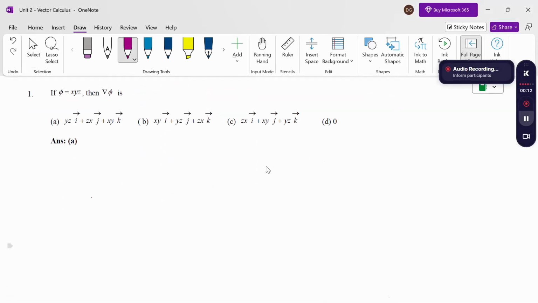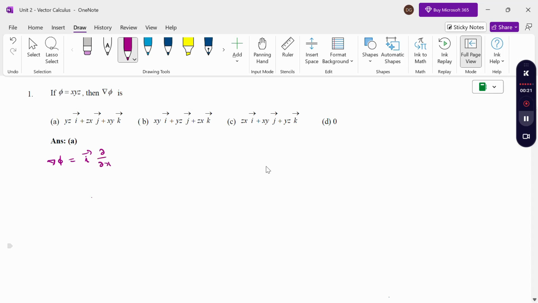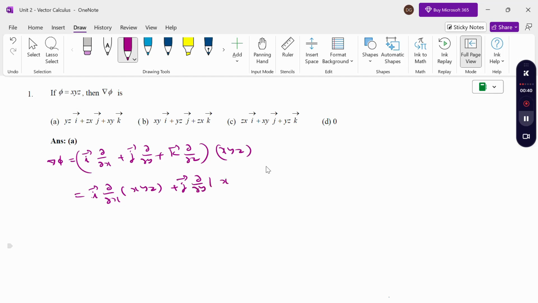See the problem. Phi value is given as xyz, find del phi. So del phi is nothing but what? Del is i vector ∂/∂x plus j vector ∂/∂y plus k vector ∂/∂z. ∂ is nothing but partial derivative, into phi(x, y, z). Now multiply inside this bracket: i into ∂/∂x of xyz plus j into ∂/∂y of xyz plus k into ∂/∂z of xyz.